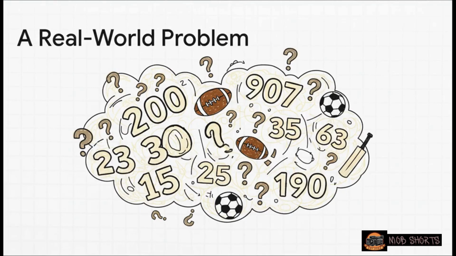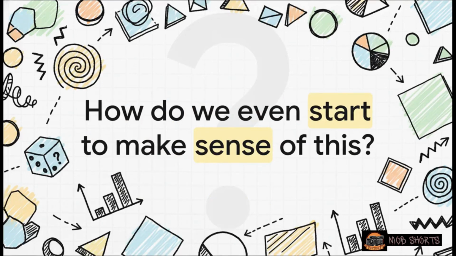Okay, imagine someone just dumps this list of numbers on your desk. It's from a high school talking about which kids play which sports. I mean, just look at it. It's a total jumble of numbers and totals and messy overlaps. It's a mess, right? So where do you even start with something like this? How in the world do you begin to make any sense of it?